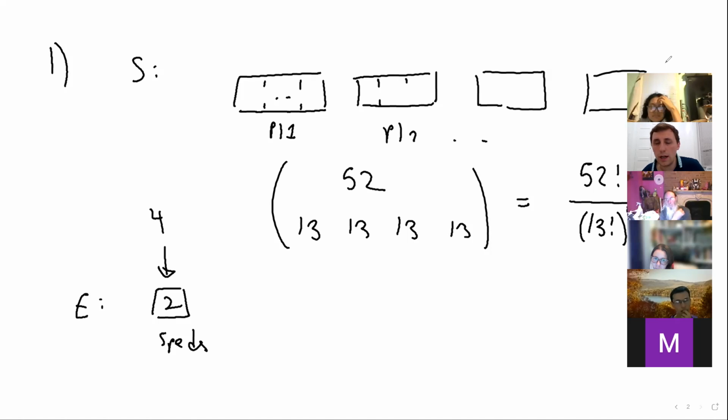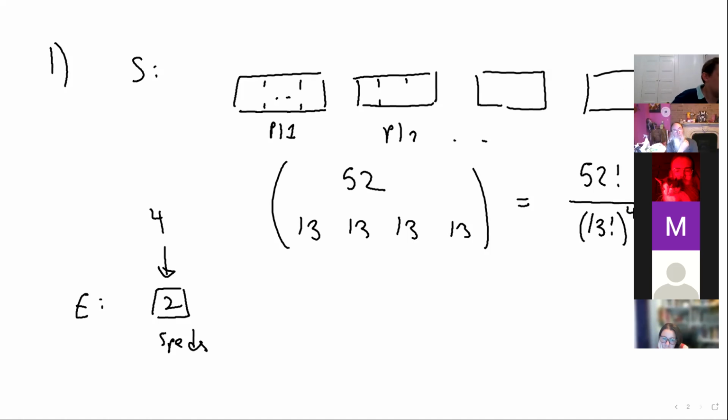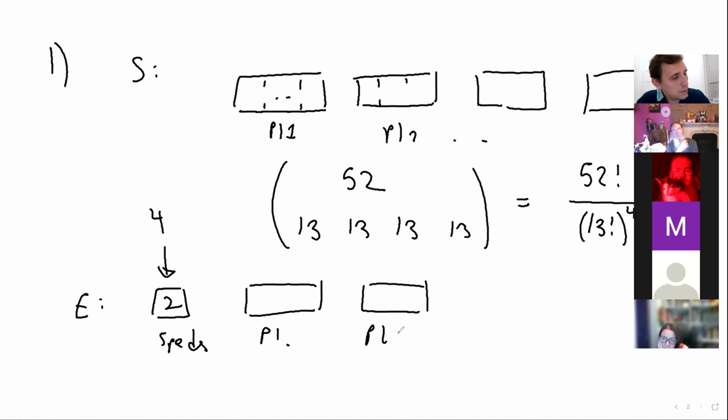Now, how many cards do I have left? I have 52 minus 13. So I have 39 cards, correct? 39 cards are remaining, and they must be distributed among people, among the remaining players. So then I have here a box for player, whatever, the remaining player.